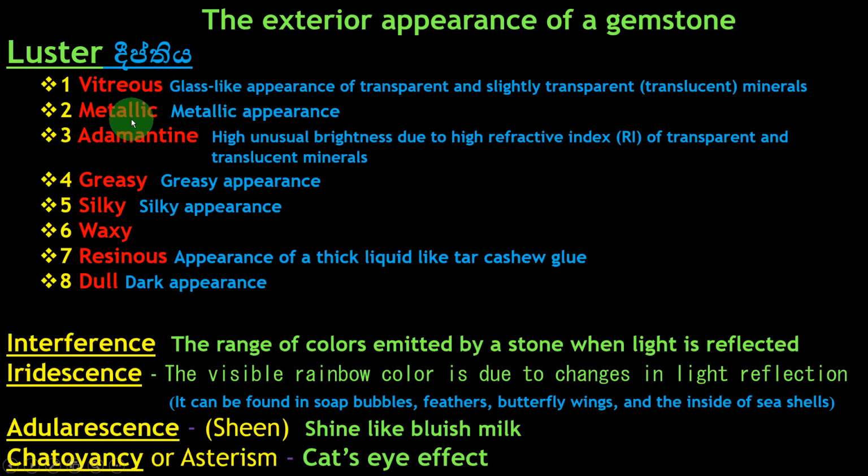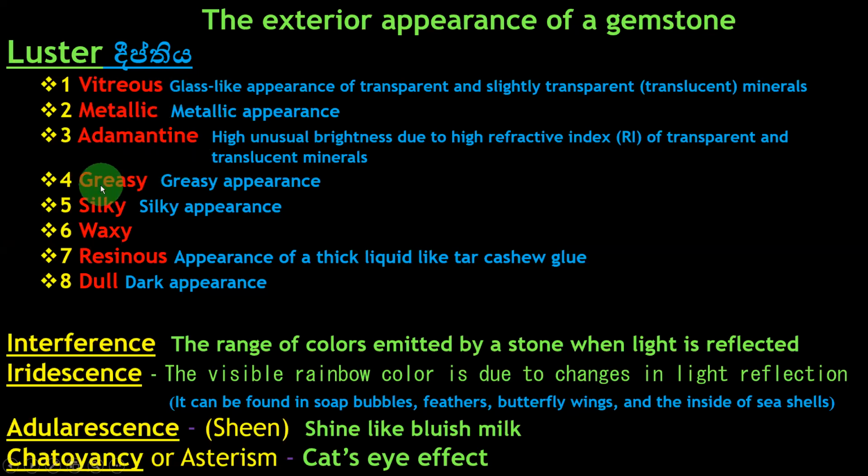Metallic means its appearance is metal-like, so metallic. Vitreous, second one metallic. Adamantine. What is adamantine? High unusual brightness due to high refractive index. Due to high RI, it gives unusual brightness called adamantine, like a diamond, in transparent and translucent minerals. You can understand adamantine luster when we come to the diamond lessons. So remember, you need these 8 lusters very well.